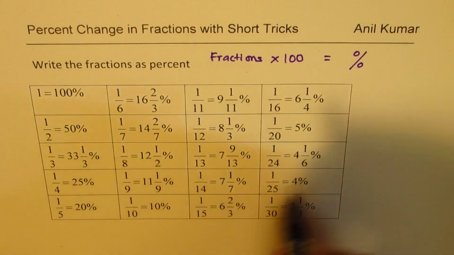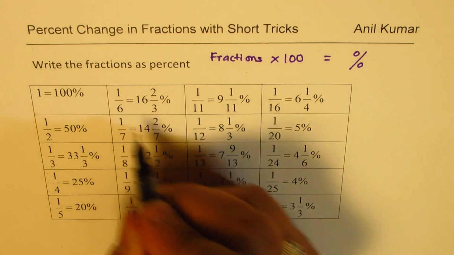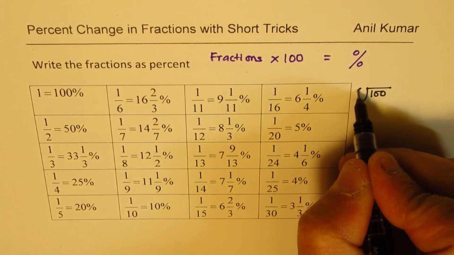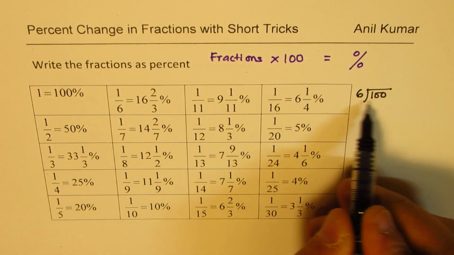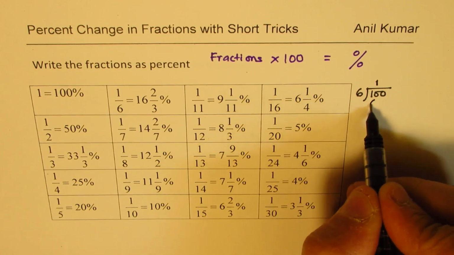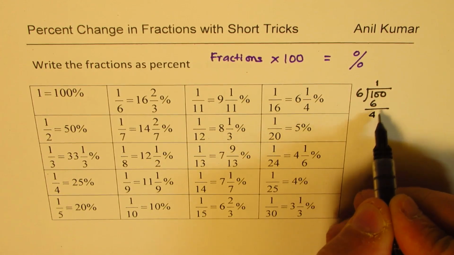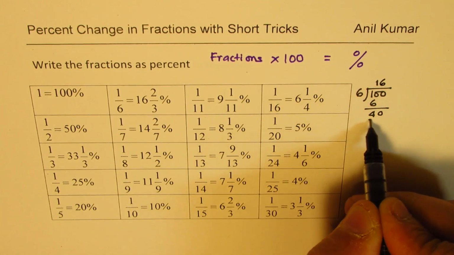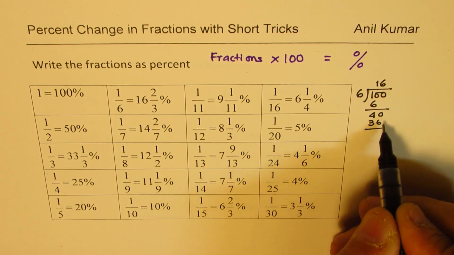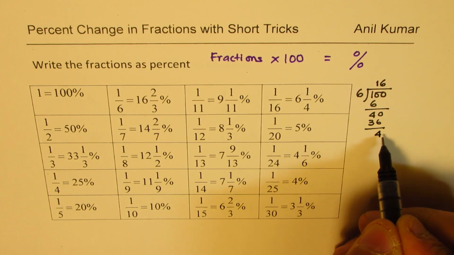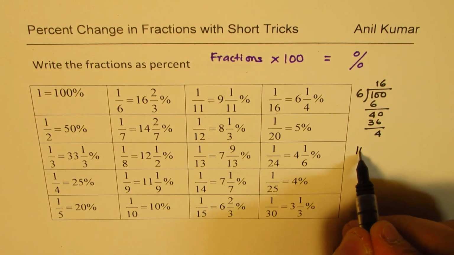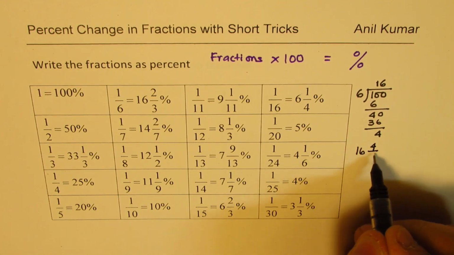Let us see how. So we have 1 over 6. That means multiplying by 100, we are actually dividing 100 by 6, correct? So if you divide 100 by 6, it goes one time, you get 6. 4 is the remainder. Bring down 0, 40, right? So you can take 6 times, 36, and then again you get 4. So 4 is your remainder. So what you really get here is 16 whole and 4 over 6.